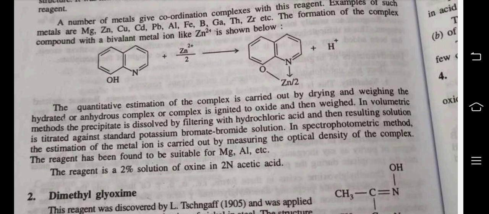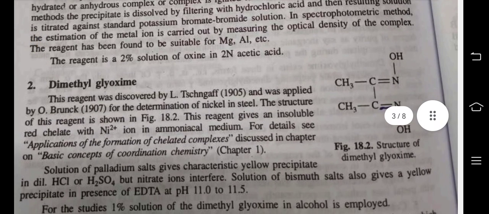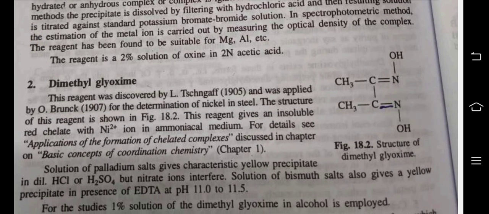The quantitative estimation of the complex is carried out by drying and weighing the hydrated or anhydrous complex, or the complex is ignited to oxide and then weighed. In volumetric methods, the precipitate is dissolved by heating with HCl and then the resulting solution is titrated against standard potassium bromate-bromide solution. In spectrophotometric method, the estimation of metal ion is carried out by measuring the optical density of the complex. The reagent has been found to be suitable for magnesium, aluminium. The reagent is a 2% solution of oxine in 2N acetic acid.